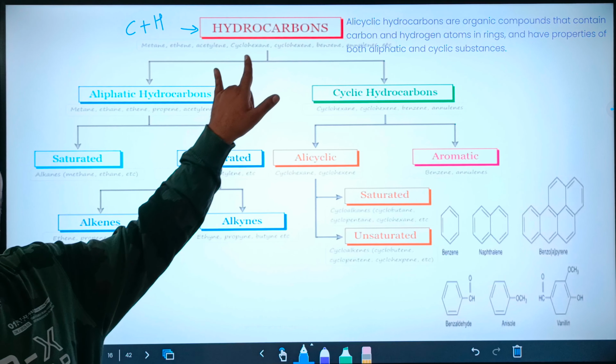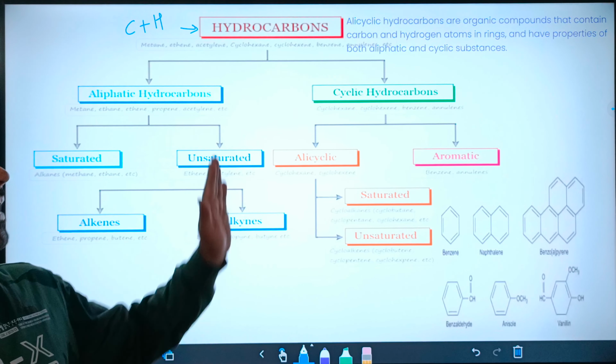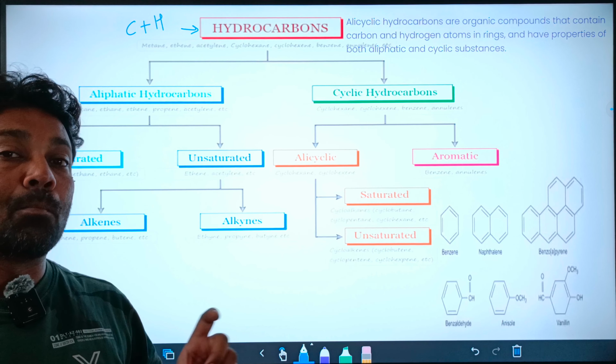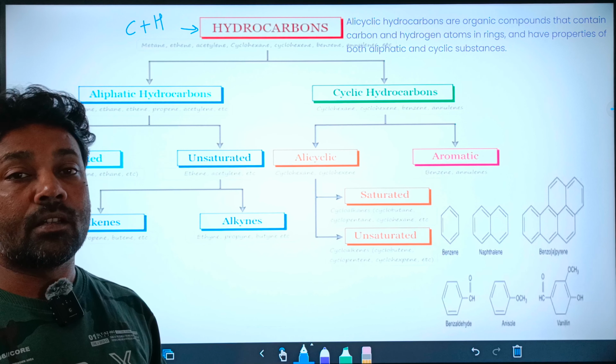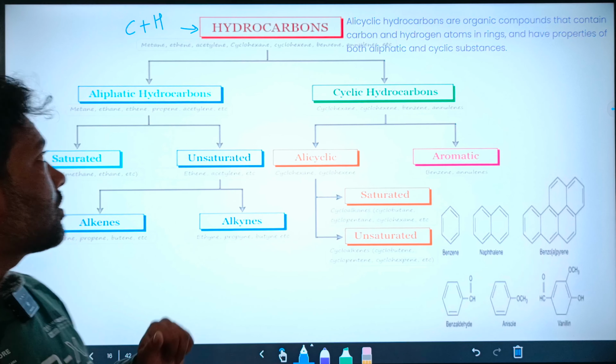So let us see how many categories of hydrocarbons there are. Each and every word you should know in order to have a complete grip over organic chemistry. All these terminologies should be very well learned and understood, to give you confidence in studying organic chemistry. So starting with hydrocarbons, the compounds of carbon and hydrogen, they are further classified as aliphatic and cyclic.